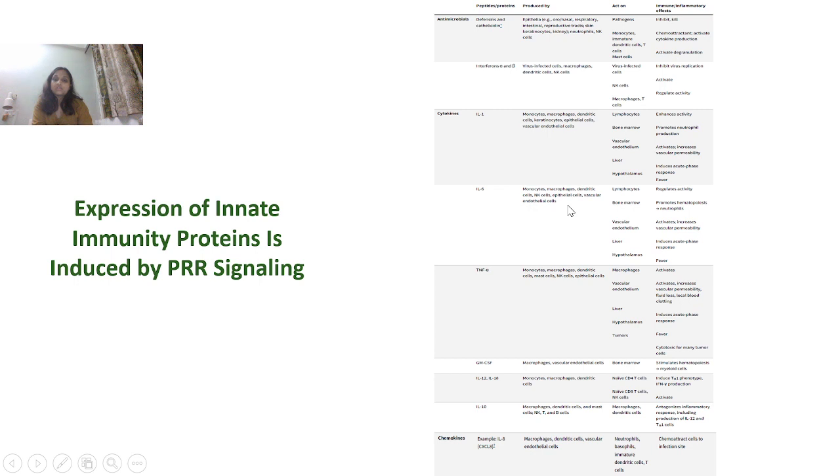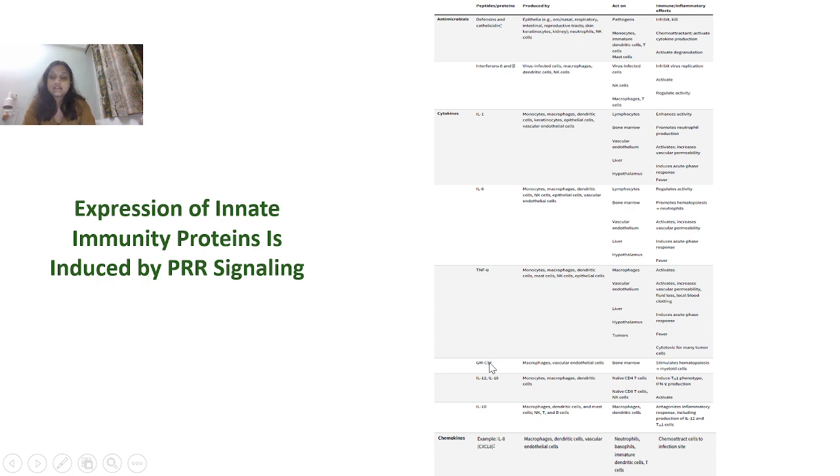Then IL-6 is also similarly secreted by these kinds of cells. More or less their function is also similar to IL-1. Then TNF alpha also is more or less similar. They are secreted by macrophages, vascular endothelium, liver, hypothalamus, tumor. They can activate the macrophages, increase the vascular permeability, fluid loss, local blood clotting. They can induce acute phase response. They can promote the fever. They can also be cytotoxic to many kinds of tumors.